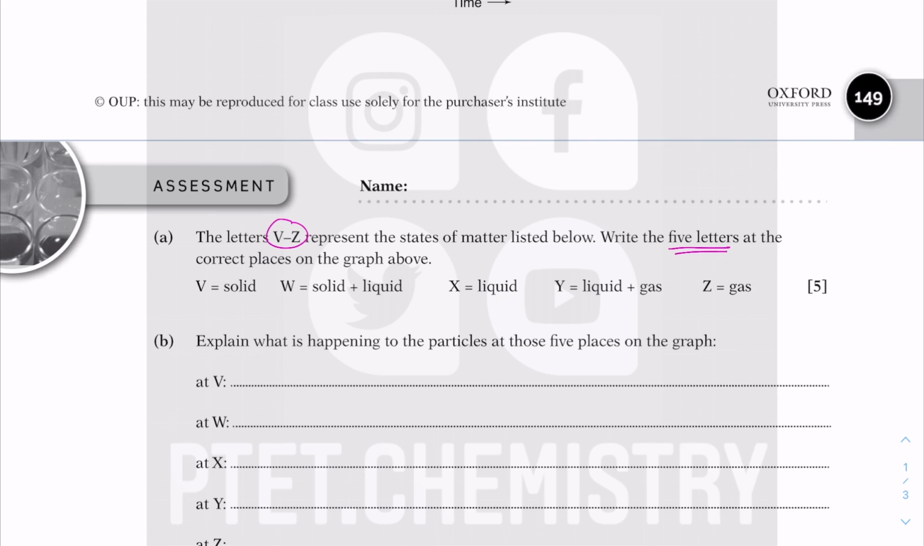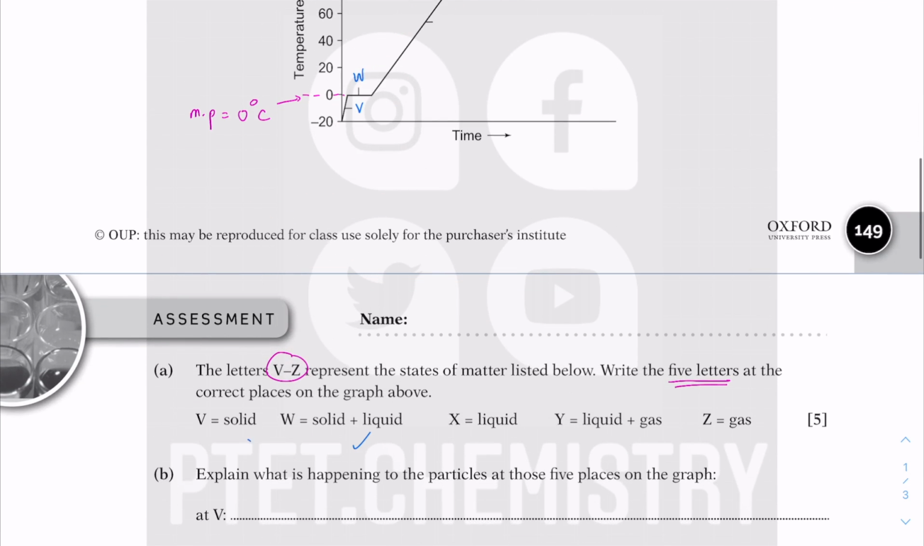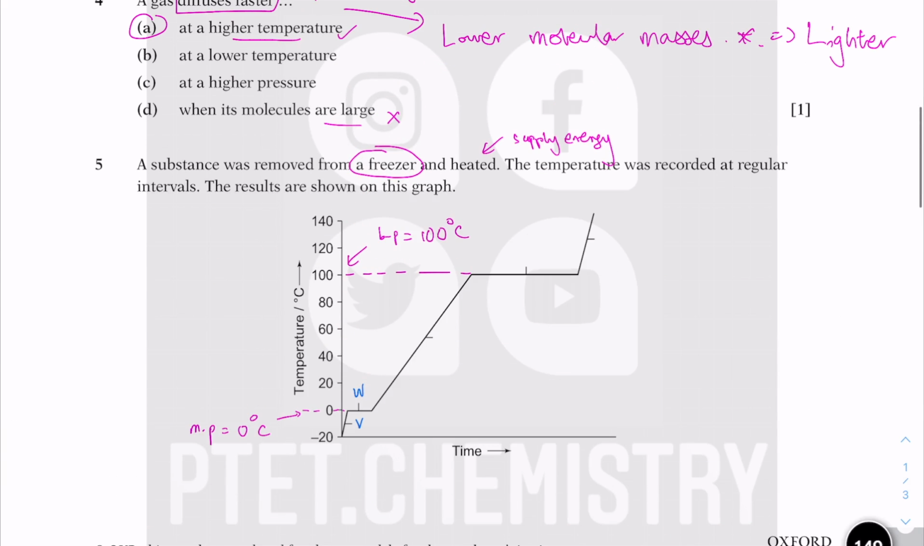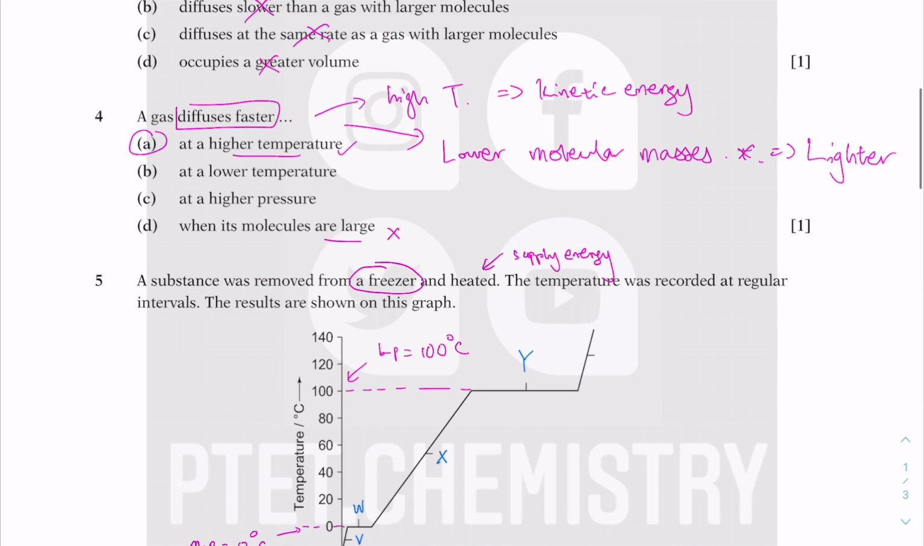So starting with V for the solid. I've already given you lines like this, so I guess we just need to label it. If I use a different color, V, W, W is solid and liquid, and then when it's entirely a liquid is X, and then Y is going to be liquid and gas, and Z is completely a gas. So Z is just that over there.